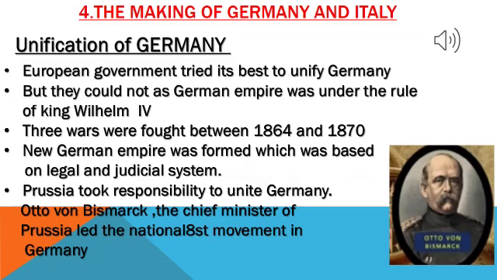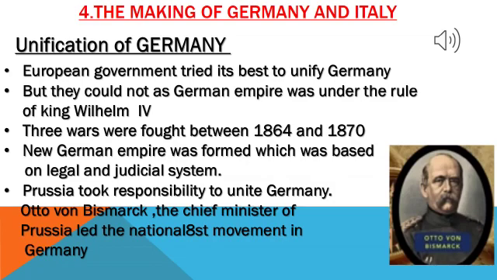So they tried promoting the state power and achieving political domination over Europe. Because of this, the process of unification of Germany and Italy came about. So children, let's read about the unification of Germany.